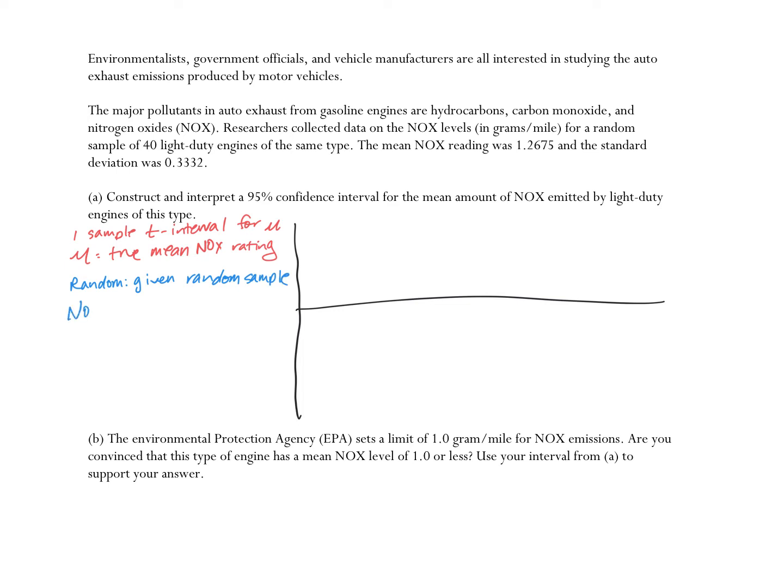Normal. Our sample size is 40, there are 40 engines in this sample, and 40 is in fact greater than or equal to 30. We're all set. We don't need to draw the graph in this case. Also, it's going to be hard to draw the graph when we don't have the raw data. It'd be pretty impossible, not to mention annoying.